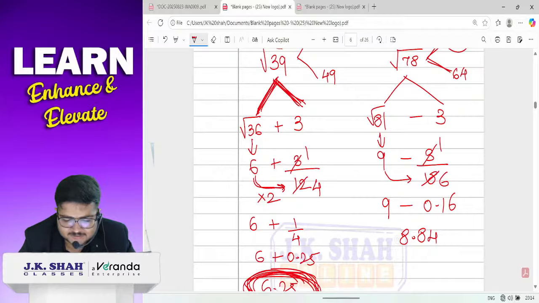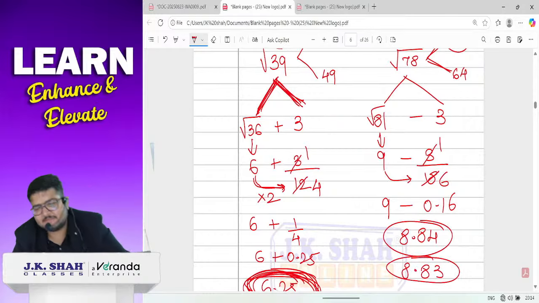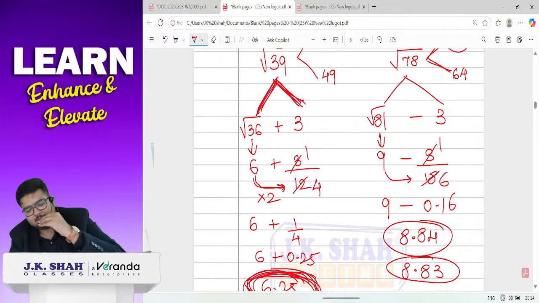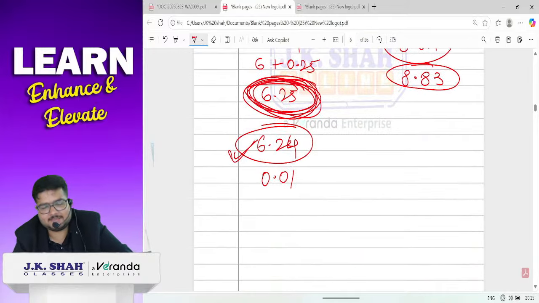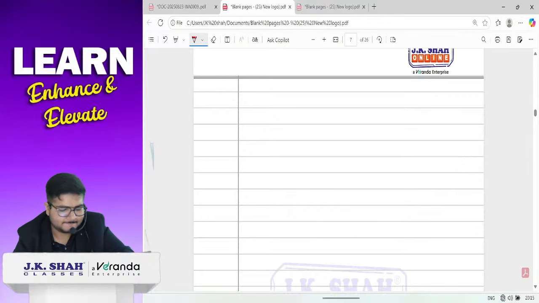When you solve this in the calculator, I suppose you will get 8.83. This is the calculator ka answer. See the closeness. That is the accuracy of this shortcut. Understood? This is basically Vedic maths, if you don't know, right?